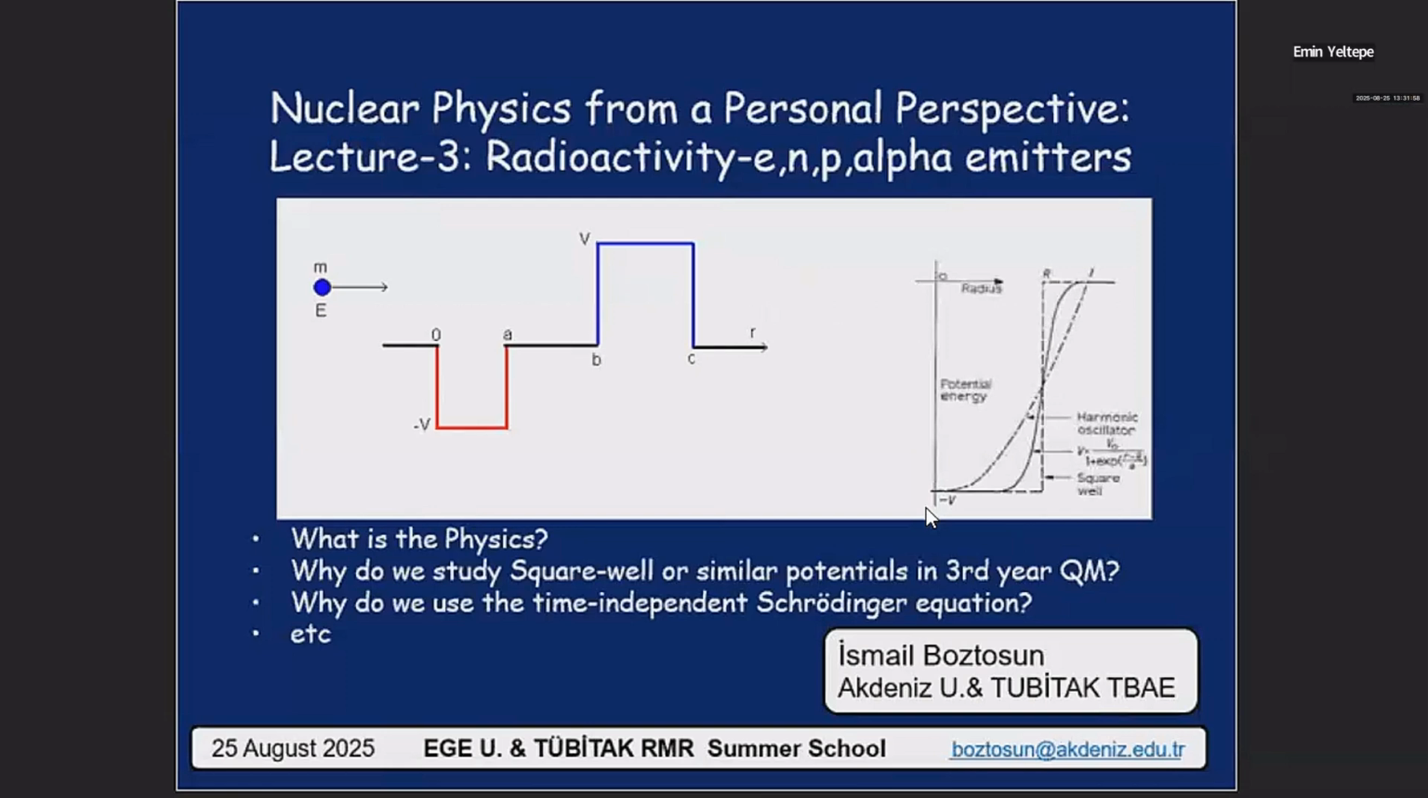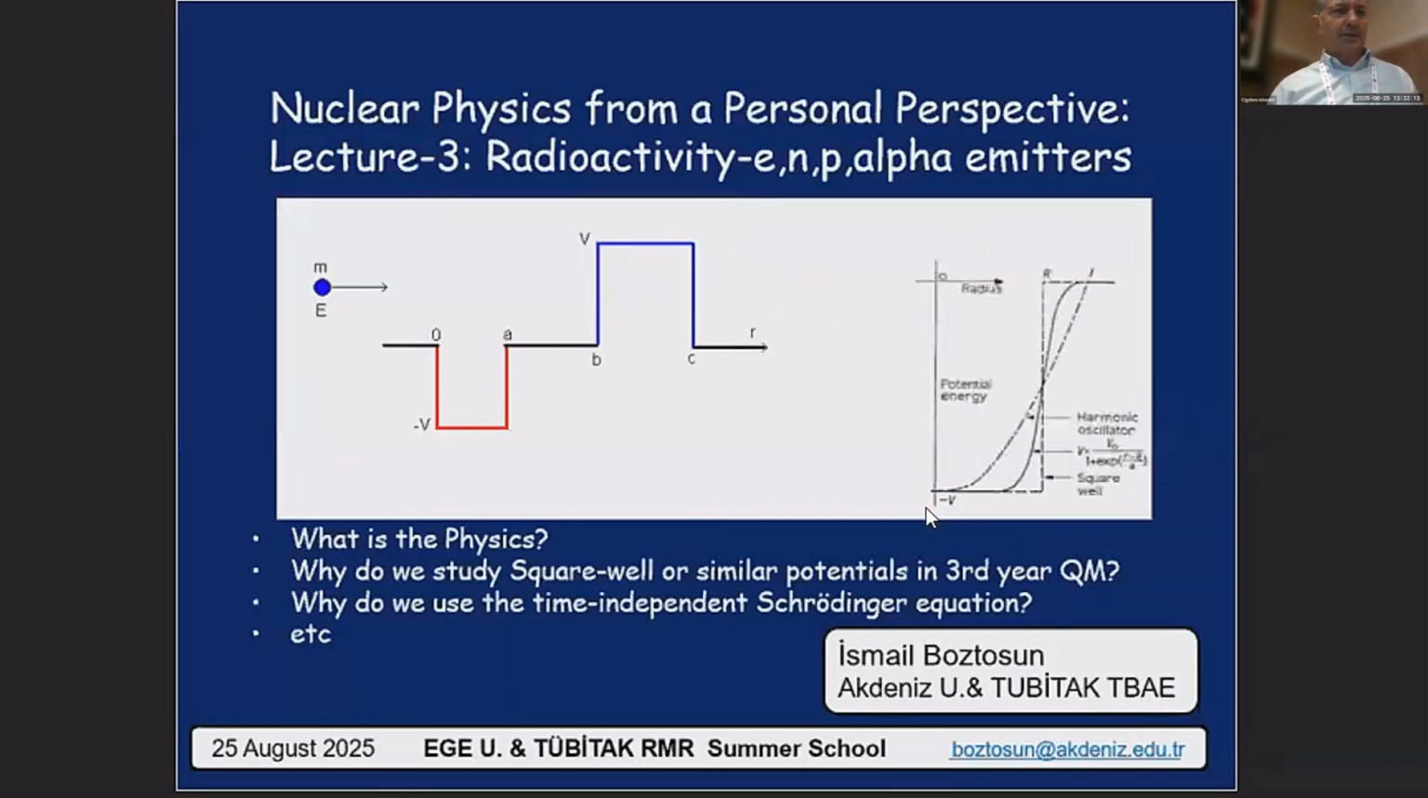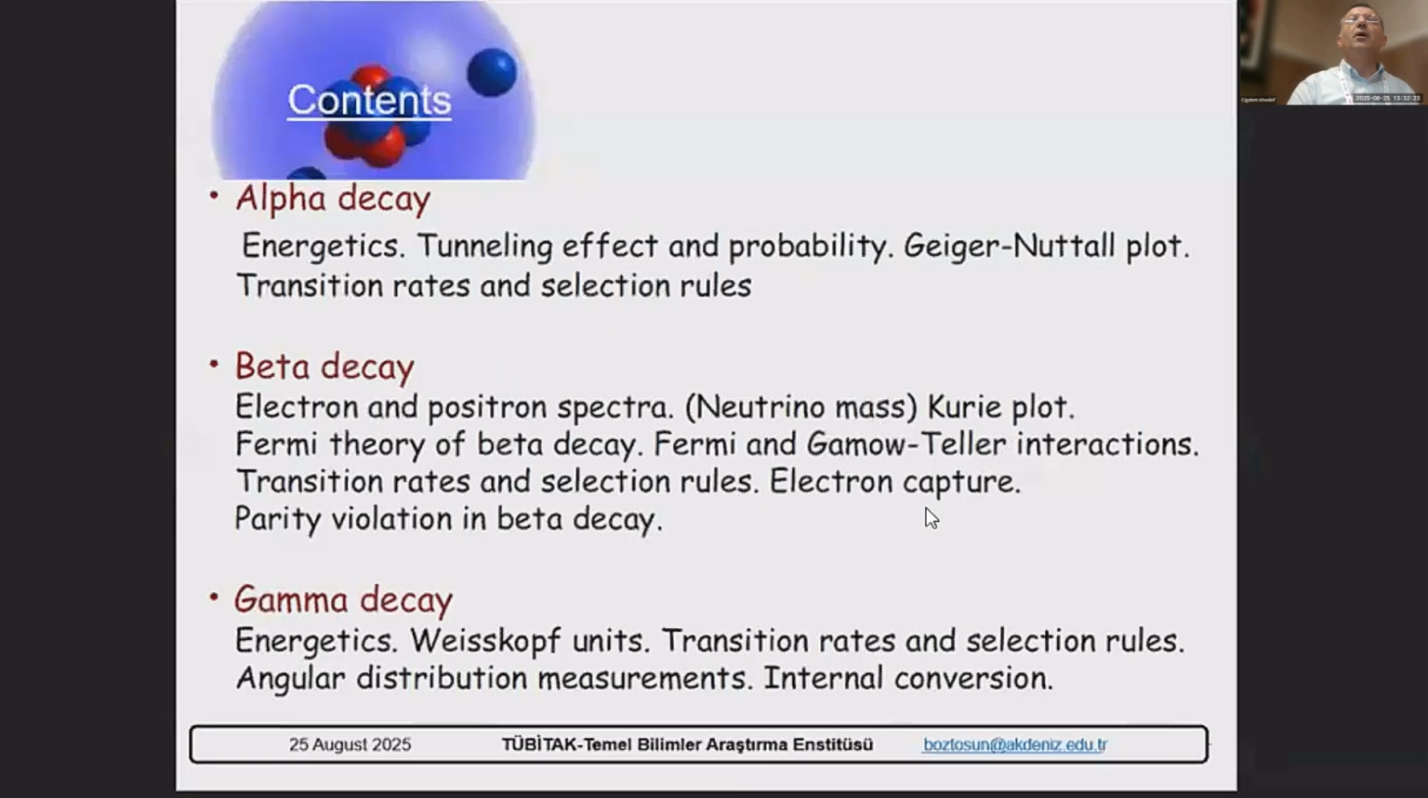Okay. Now the last lecture of the row. Now, I will be talking briefly on the radioactivity, basically electron, neutron, or proton or alpha emitters. I mean, what is radioactivity first? Some basics of it, basically alpha decay, beta decay, and gamma decay will be covered with this.